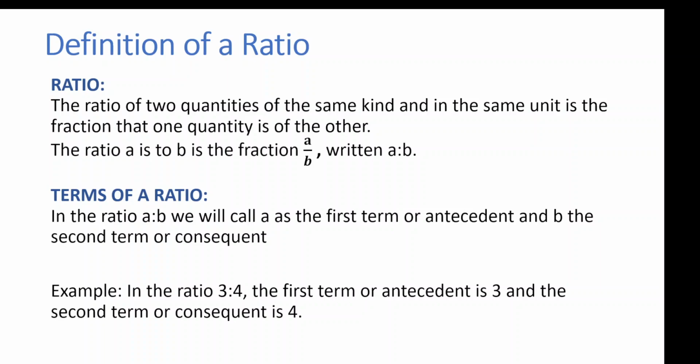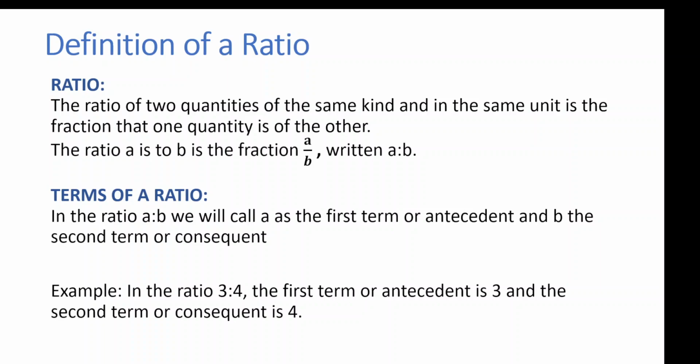Definition of a ratio. The ratio of two quantities of the same kind in the same unit is the fraction that one quantity is of the other. The ratio A is to B is the fraction A divided by B, written as A:B.